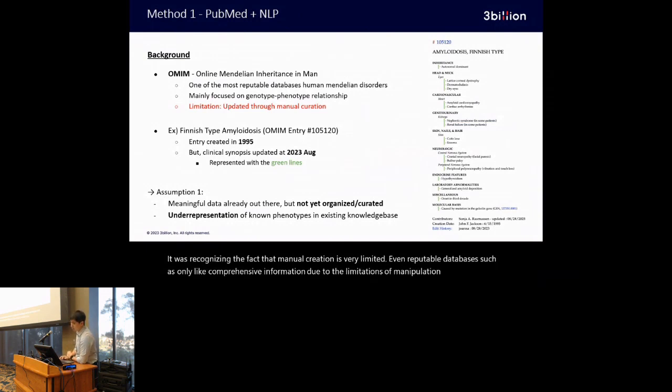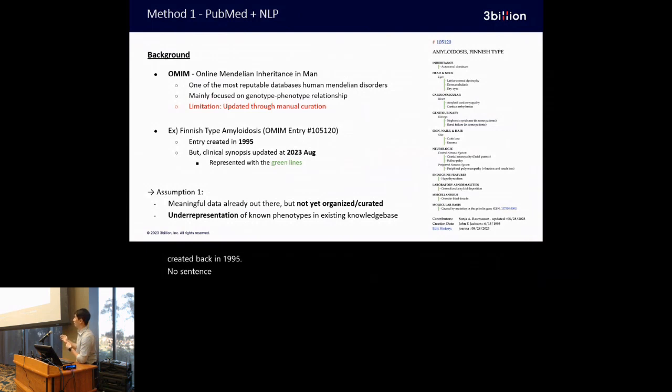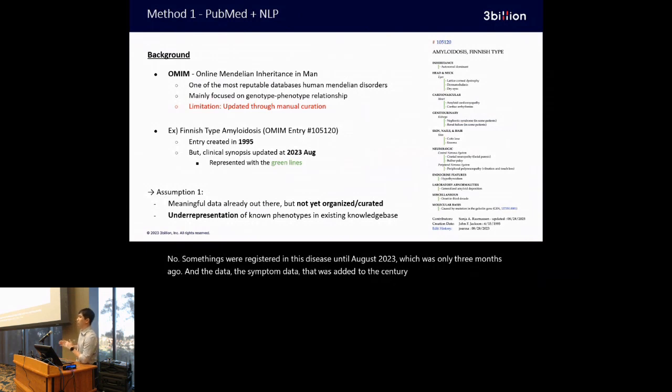I brought an example of OMIM number 105120, unfinished type amyloidosis. This disease entry was created back in 1995, but no symptoms were registered in this disease until August 2023, which was only 3 months ago. And the symptom data that was added to this entry were from publications from the past. So this means that we have the data on the diseases, but they're not registered in our known disease ontologies, which shows an underrepresentation of the phenotype data on the diseases.